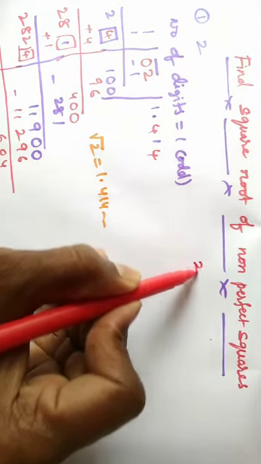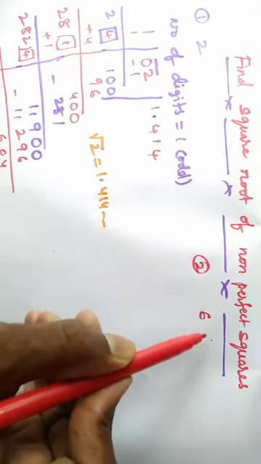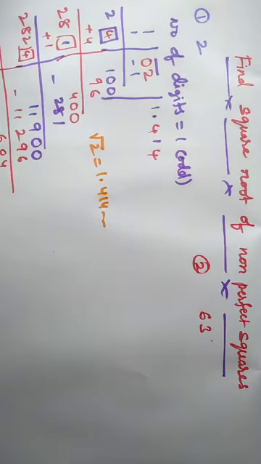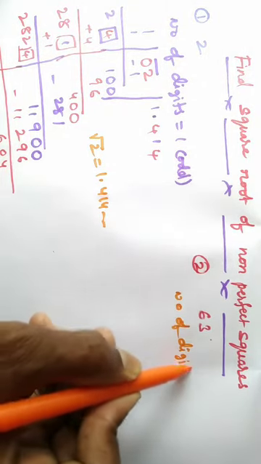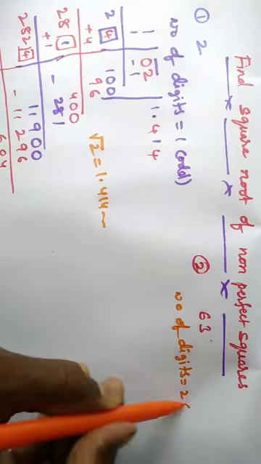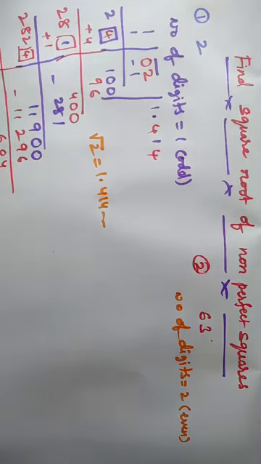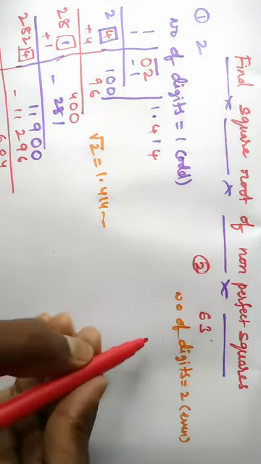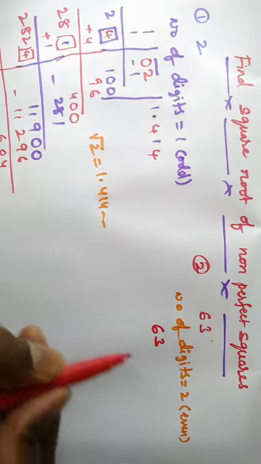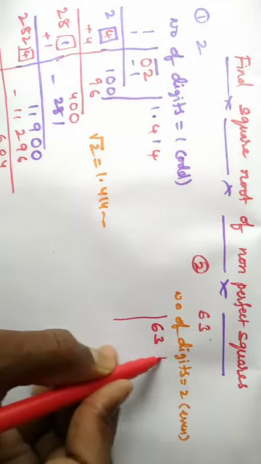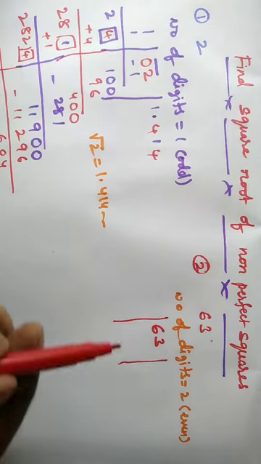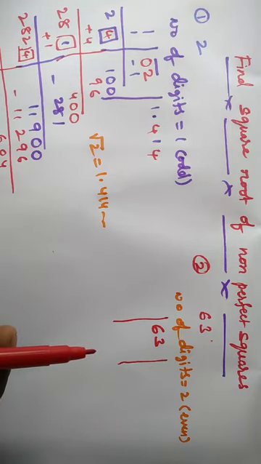Now let us take one more example, that is 63. To find the square root of this number, first of all the number of digits, that is 2. It is even. So when we have an even number of digits, there is no need to change anything. Directly by taking that number, we have to find the square root. Again, to find the square root, we have to take equal numbers on either side.